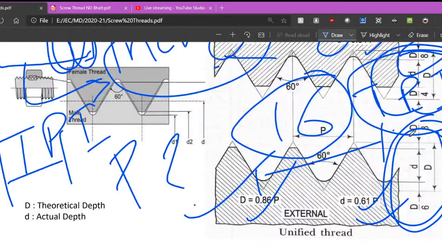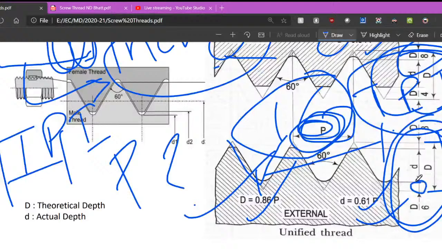Since you have got the p value, you can form the triangle, because this side you have got, this side you have also got, this side you have also got, so you can form the triangle and draw the profiles.